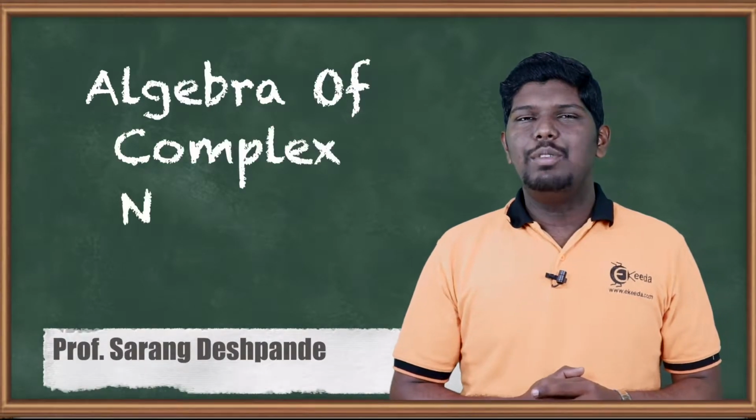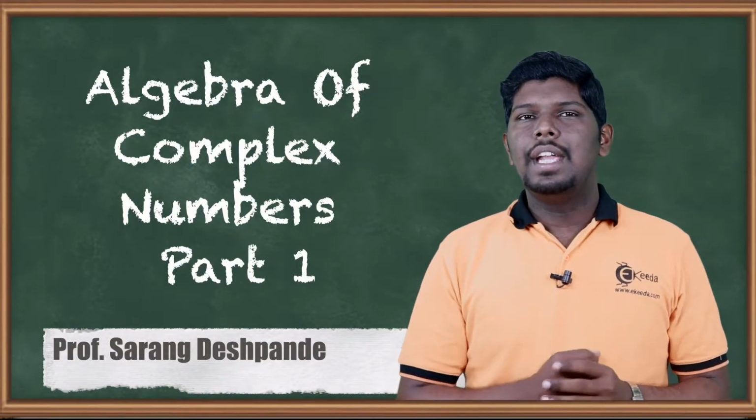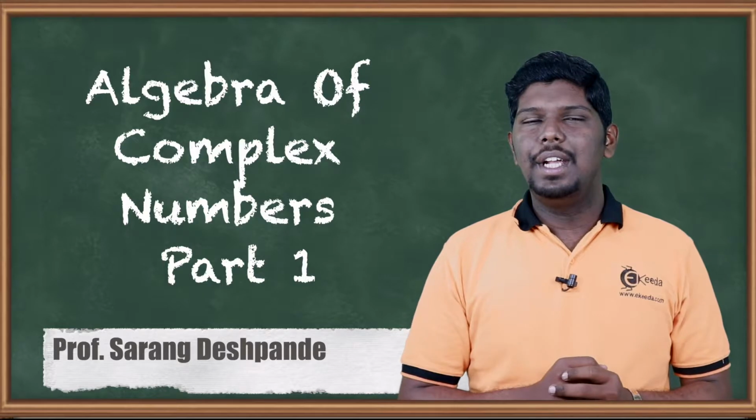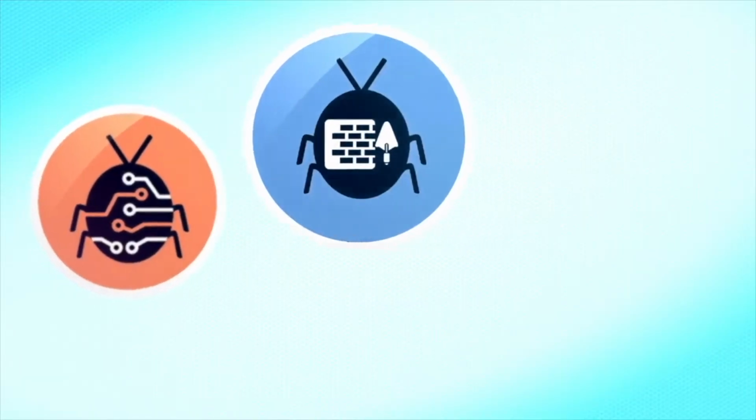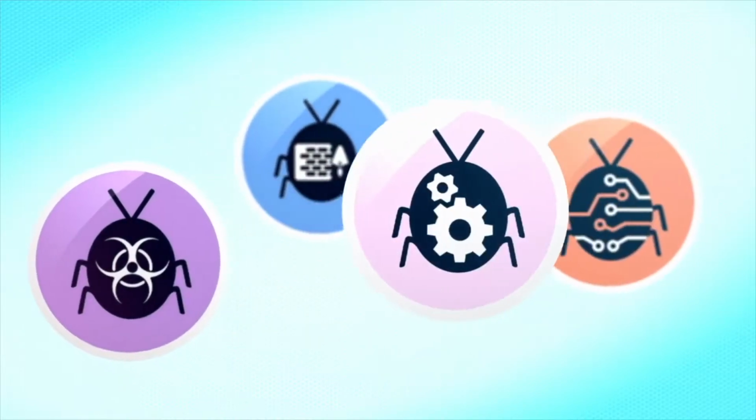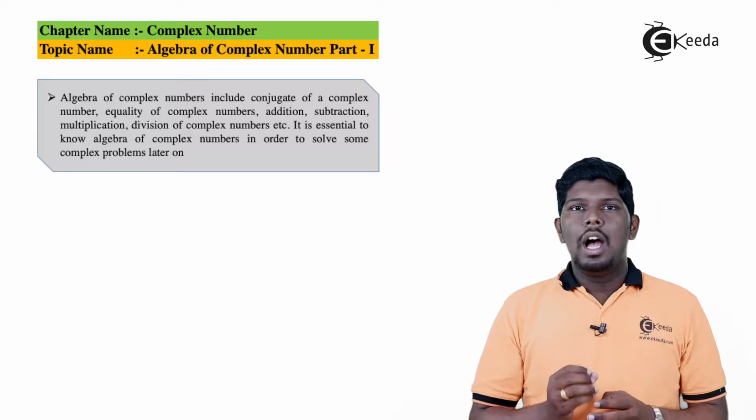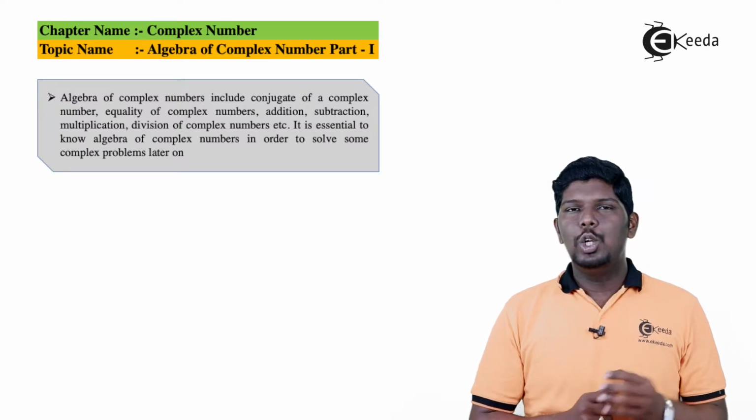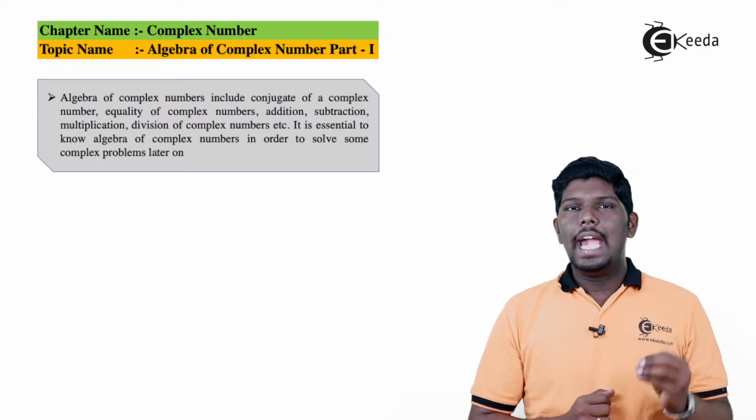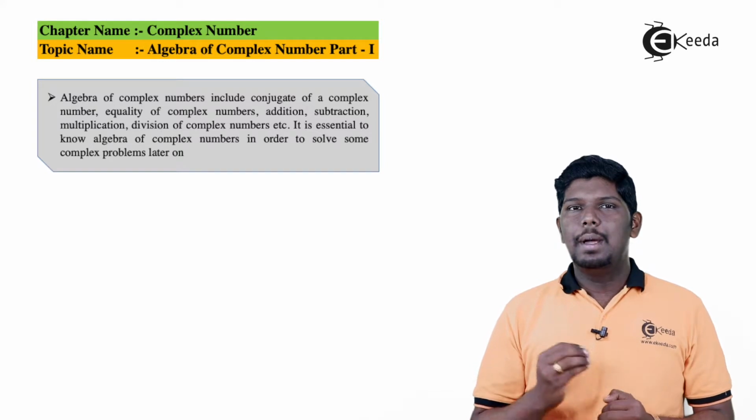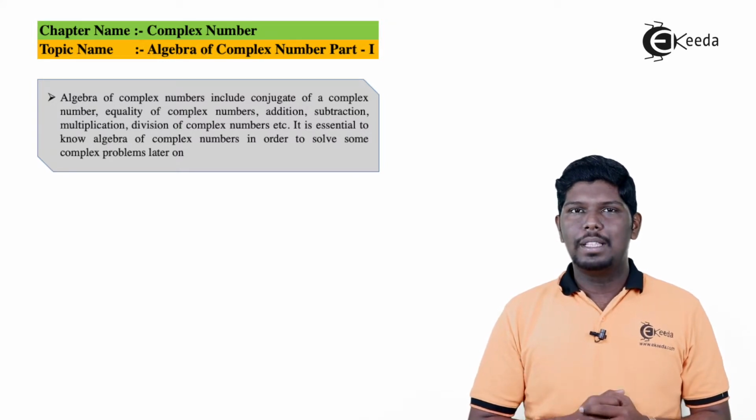Hello friends, in this video we are going to see the different types of algebraic calculations that can be done in case of complex numbers. Algebra of complex numbers includes conjugate of complex number, addition, subtraction, multiplication and division of complex numbers. So let us see how to do it one by one.